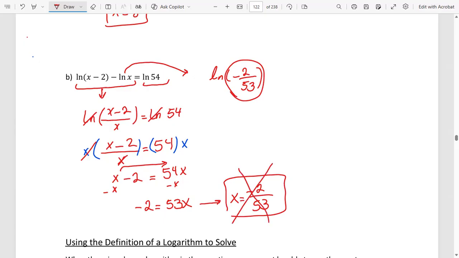So what is the solution for this equation? Okay, there is no solution, because I only found one solution and that cannot be accepted because it makes the inside of the log negative. So for this equation, we don't have any solution.